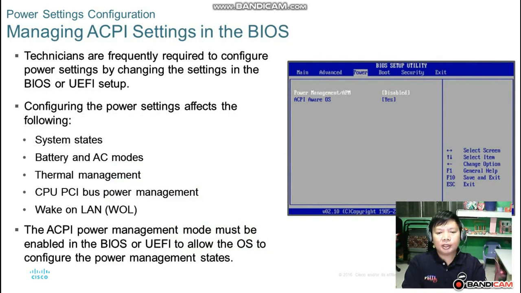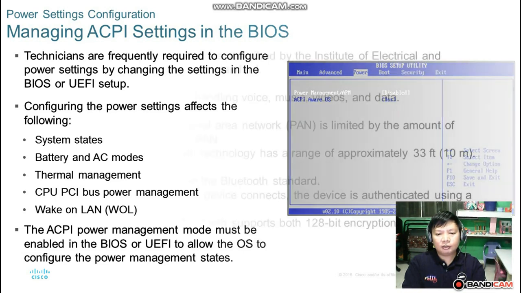Managing ACPI settings in the BIOS. Technicians are frequently required to configure power settings by changing the settings in the BIOS or UEFI setup. Configuring the power settings affects the following: system states, battery and AC modes, thermal management, CPU PCI bus power management, and wake on LAN. The ACPI power management mode must be enabled in the BIOS or UEFI to allow the OS to configure the power management states.